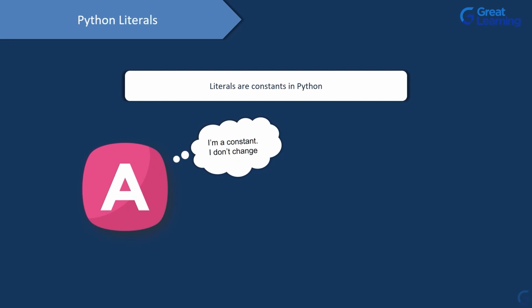Now we'll go ahead to Python literals. Python literals are extremely easy. They are nothing but constants in Python. They are constants which do not change. Basically you have numeric literals, you've got string literals, boolean literals, and so on. Whatever values are stored in the variables, those values are nothing but literals.